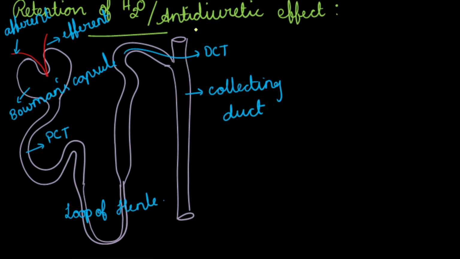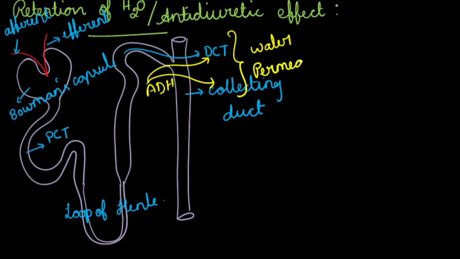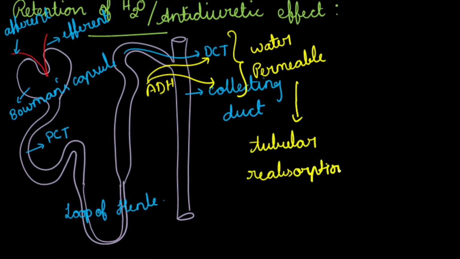So here exactly what happens, this ADH hormone acts over the distal convoluted tubule and the collecting duct and makes these two parts of the nephron water permeable. Because of the water permeability, all the water will be retained through the distal convoluted tubule and collecting duct through the process of tubular reabsorption. So let's see how exactly it is happening in the distal convoluted tubule. So this is our distal convoluted tubule.